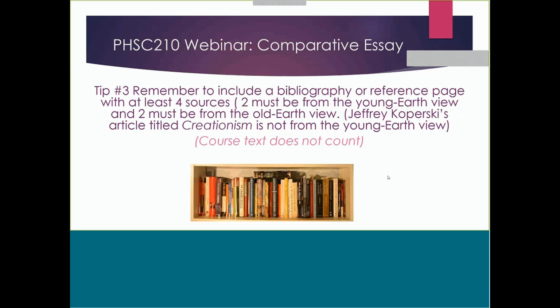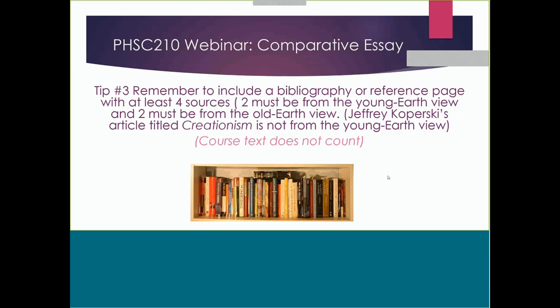And this pops up in just about every set of papers. There is a gentleman named Jeffrey Kapersky who has produced an article titled Creationism, and it looks from this article that this is a Young Earth source, but it's actually not. He's not a Young Earth proponent, and so he's writing about it, but he's not a proponent of it. So don't use Jeffrey Kapersky's article on creationism to be one of your 2 sources from the Young Earth View.